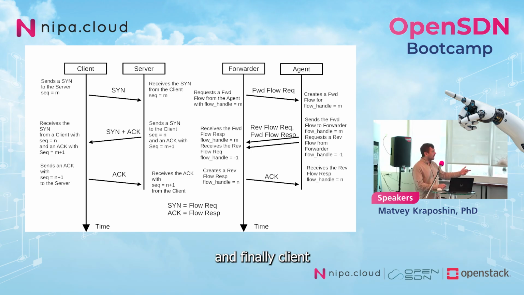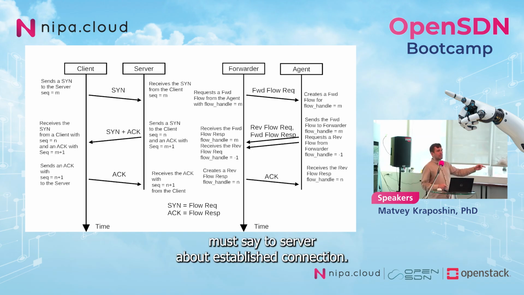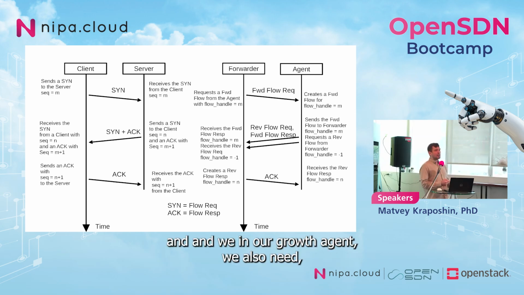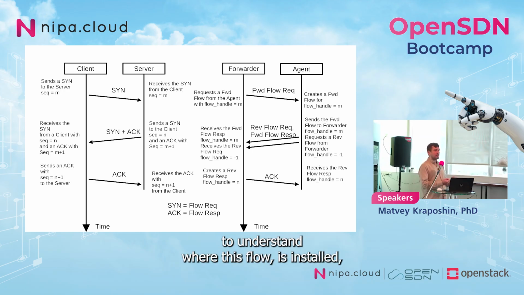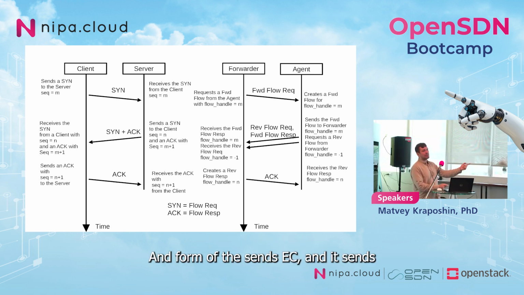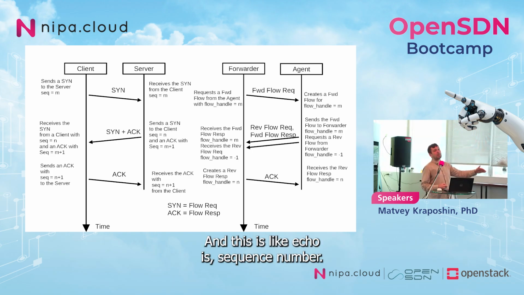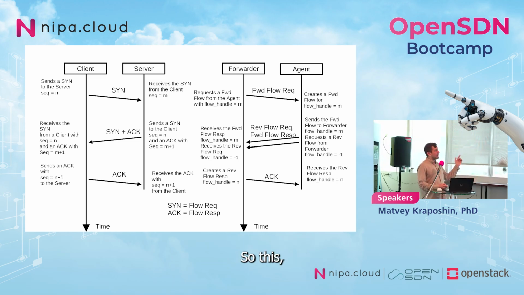And finally, client must say to server about established connection. This is needed to receive sequence number. And in our vRoute agent, we also need to understand where this flow was installed. And forwarder sends ACK, and it sends actually a pointer to the flow in hash table. And this is like ACK with a sequence number. So these procedures are equal.